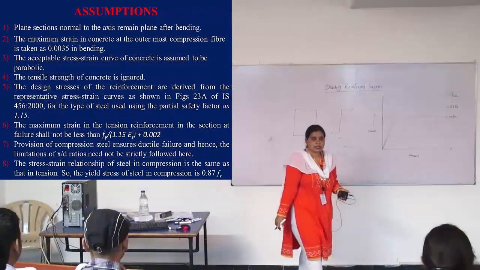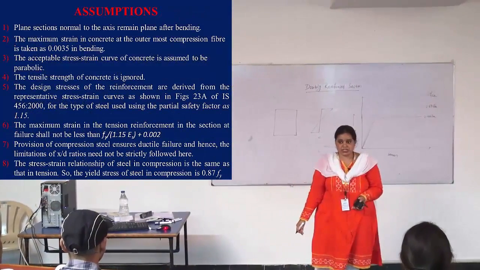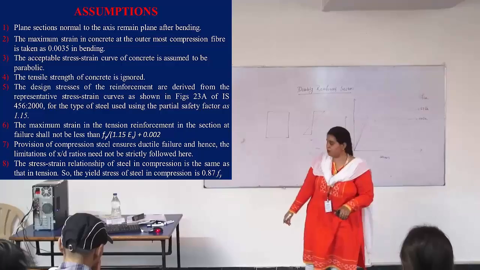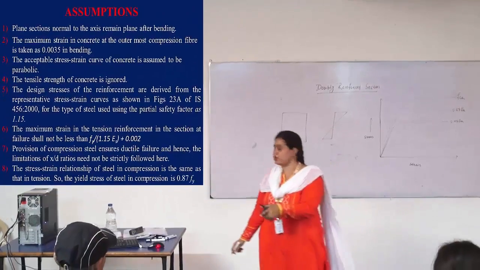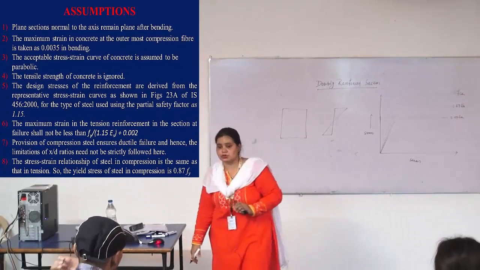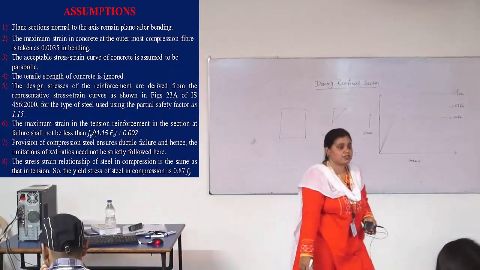Now the tensile strength of concrete is ignored. You know that concrete is weak in tension and strong in compression, that's why you provide tension reinforcement. Then the design stresses of the reinforcement are derived from the representative stress strain curves as shown in figure 23A of IS 456-2000. So you will see in figure 23A of IS 456-2000 there is a stress strain curve for steel.